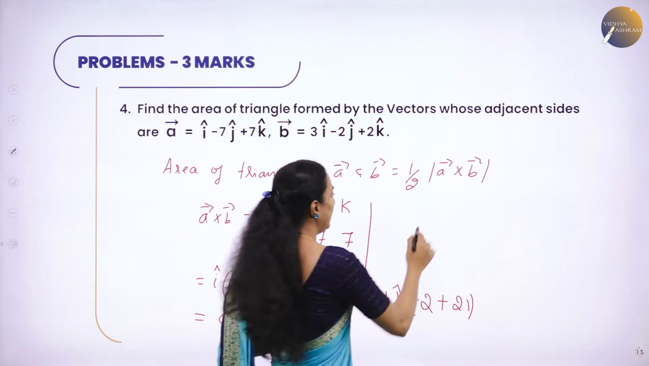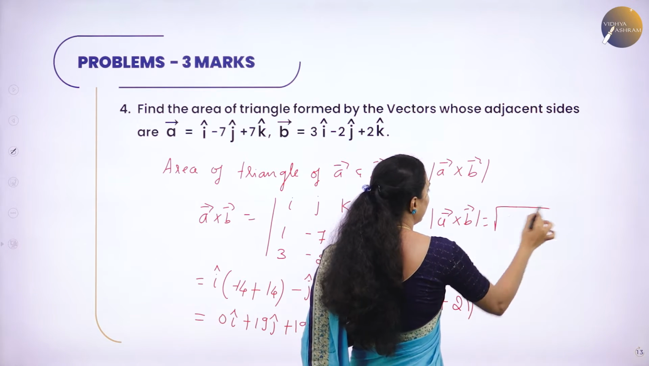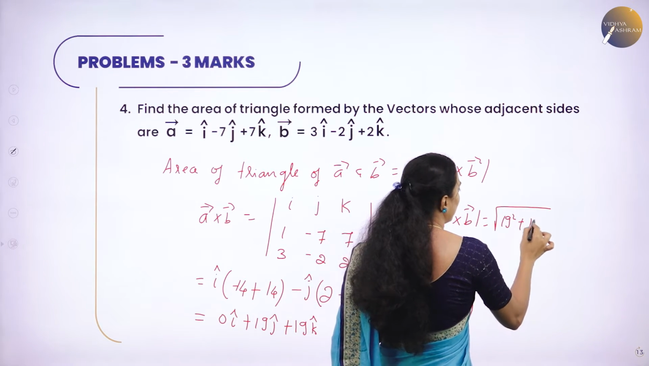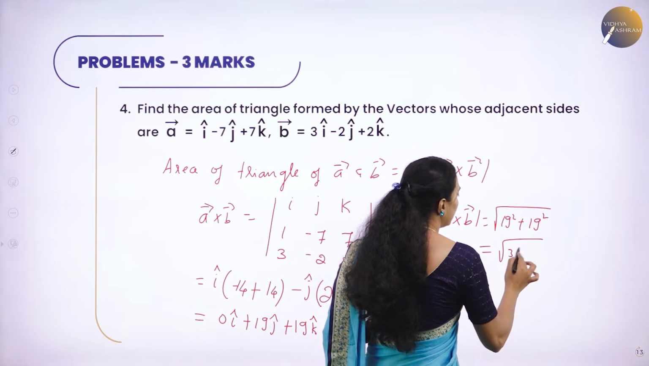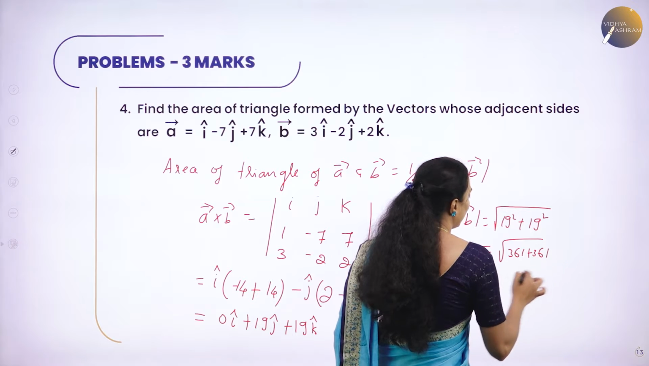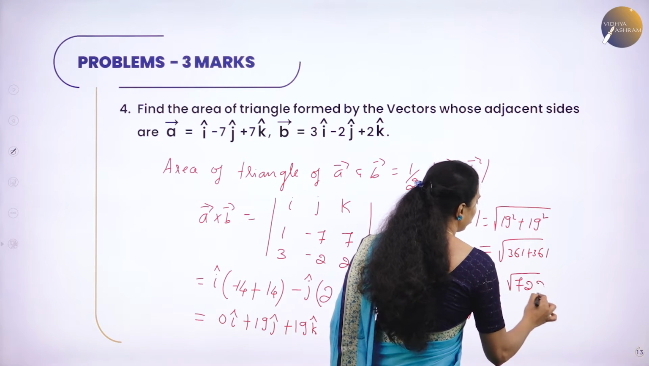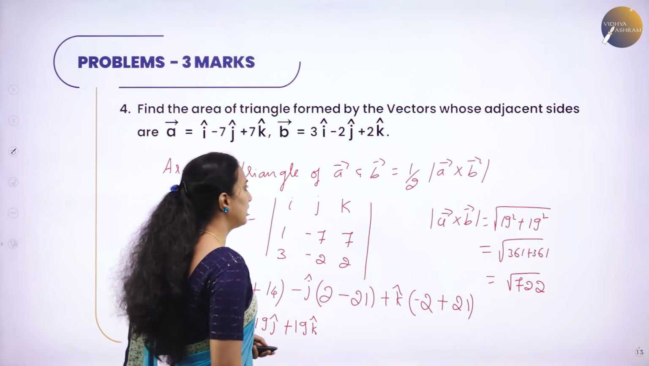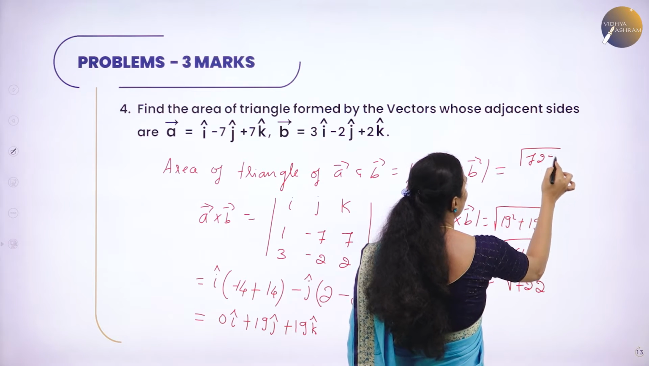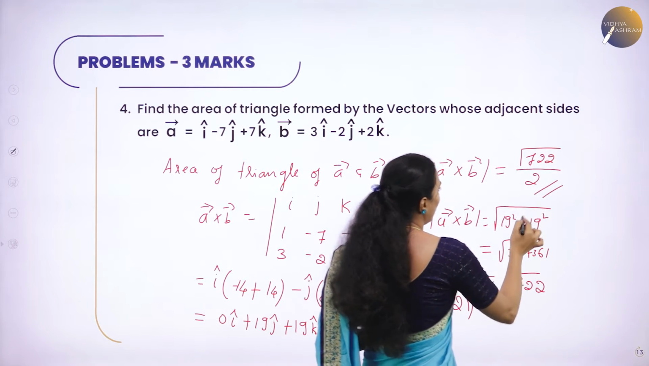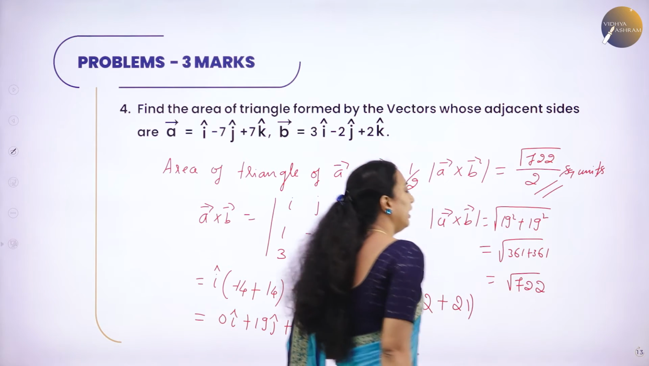Now you can calculate magnitude of a vector cross b vector, which is given by under the root of 19 squared plus 19 squared. So which will be giving you the answer as square root of 361 plus 361. So which will be giving you the answer 722. So you can keep this answer and substitute here. So which is given by under the root 722 divided by 2 is your answer. You can write it as square units because you are calculating the area.